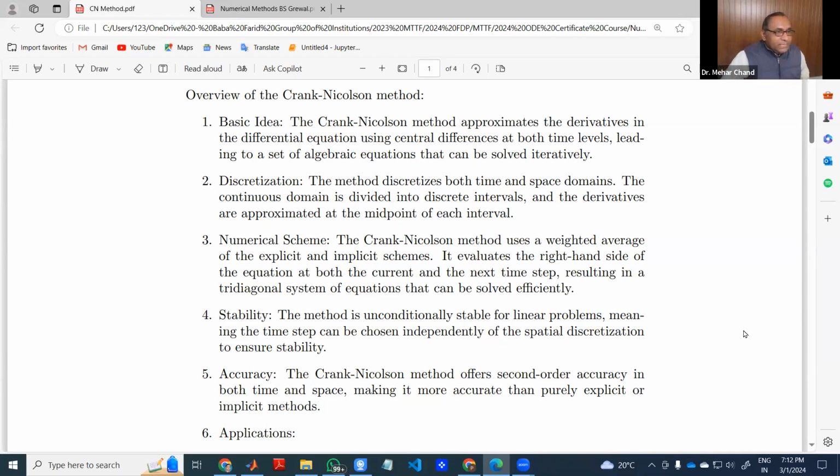And the method is unconditionally stable for linear problems, meaning the time step can be chosen independently of the spatial discretization to ensure stability. And the Crank-Nicolson method offers second-order accuracy in both time and space, making it more accurate than purely explicit or implicit methods.